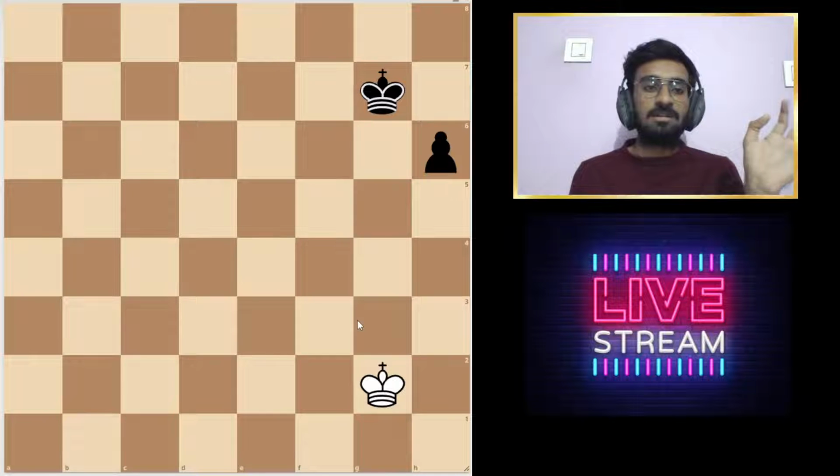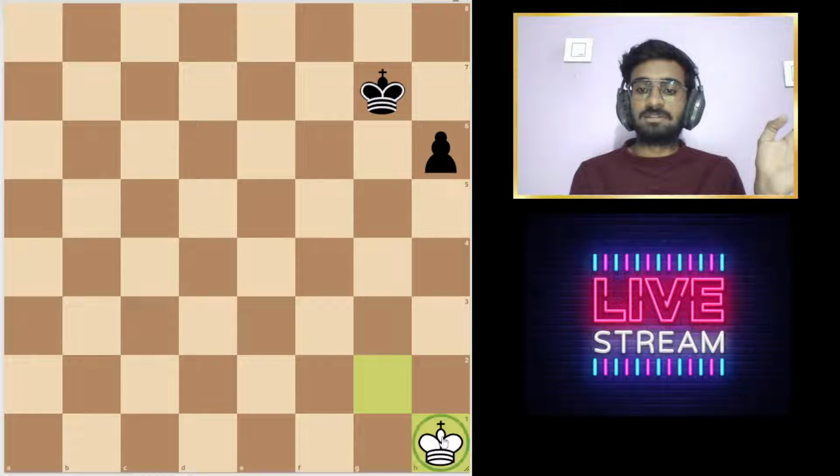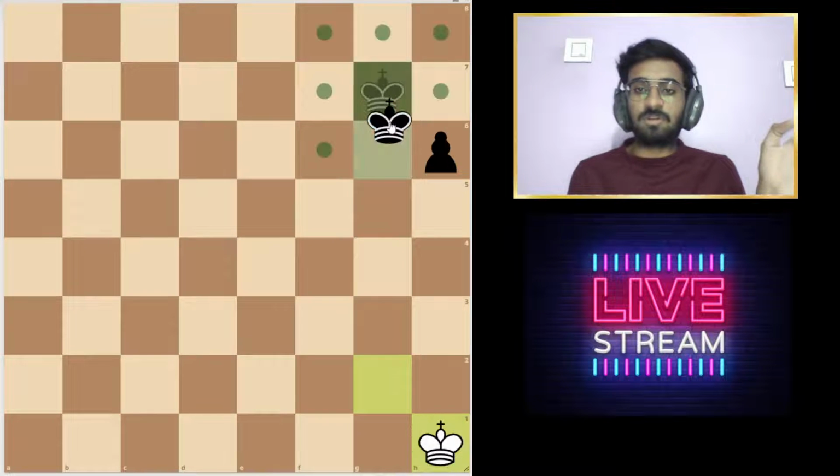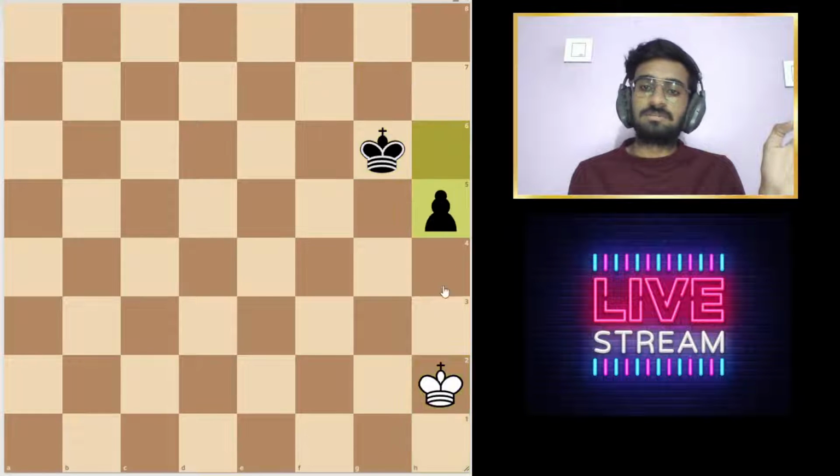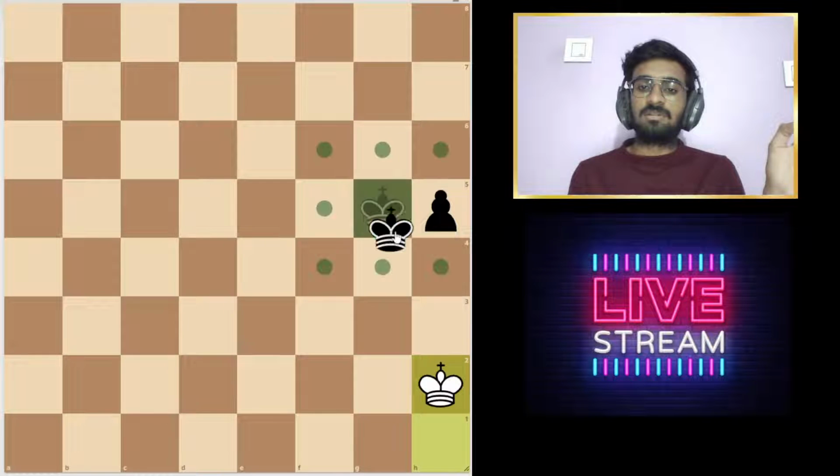Okay, here it is very simple to play and just stop the pawn. What you have to do here is simply, as white, just go and sit in the corner. Your opponent will not be able to move you out. If he comes, just be there in the corner. Nothing is going to happen.